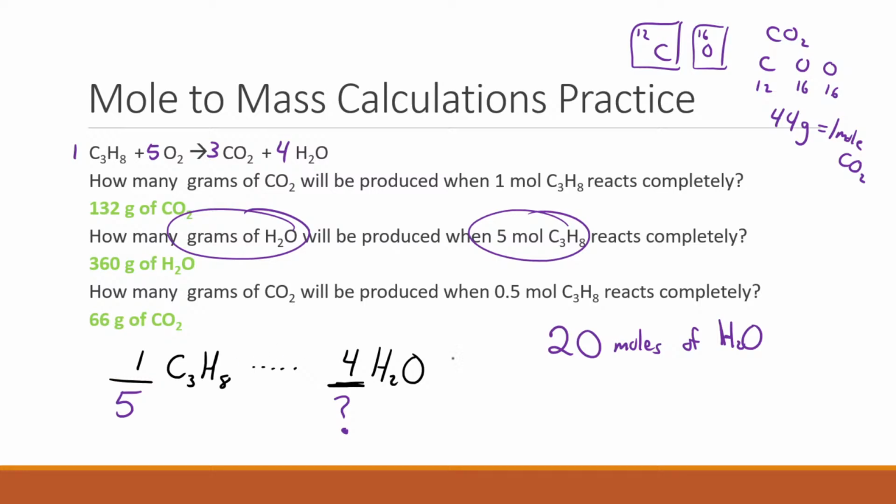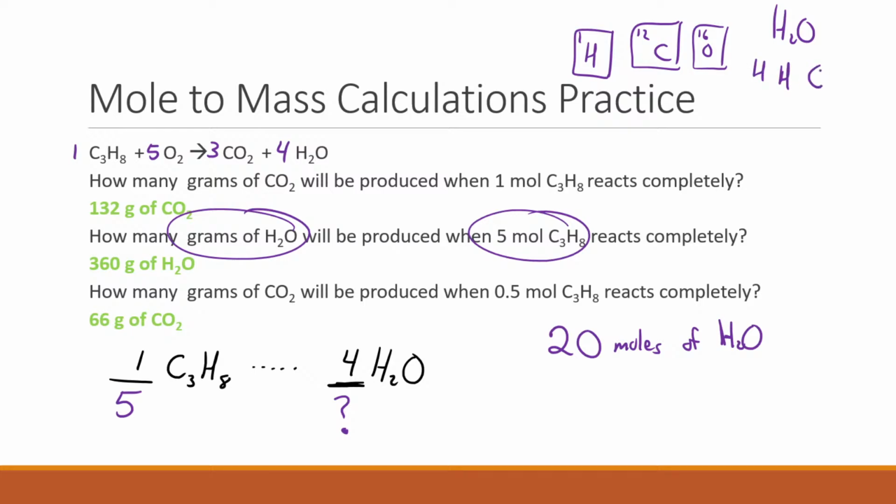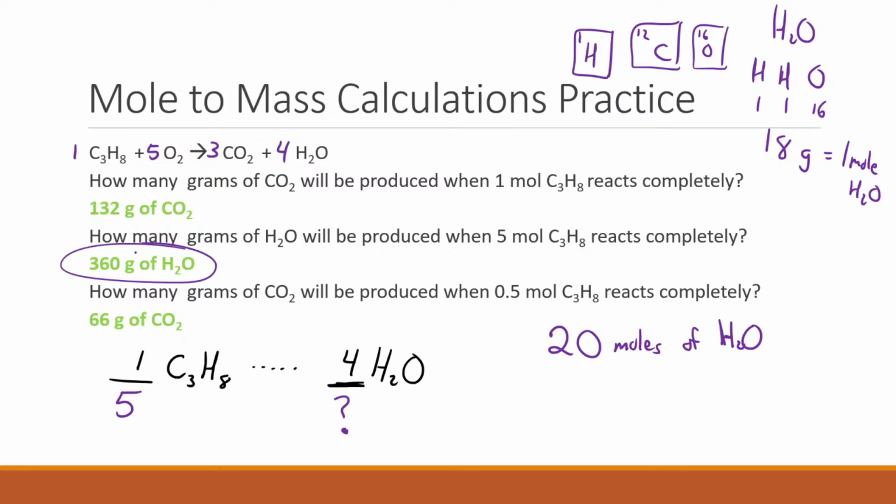When we want to put our answer in, we're not going to put 20 moles because it's not asking us for how many moles. We're going to look up top at the periodic table, and we're going to say H2O is H plus O, 1 plus 1 plus 16, for a total of 18 grams to equal 1 mole of water. We don't have 1 mole, we have 20 moles, and so we're going to multiply 18 by 20 to get our 360 grams as our answer.